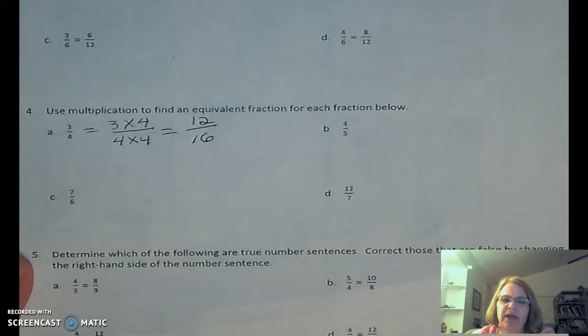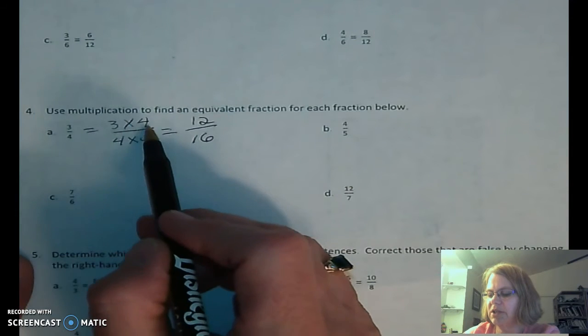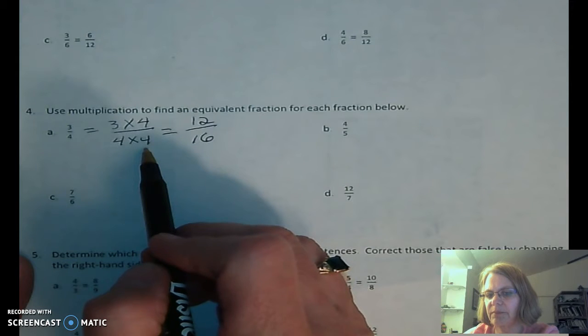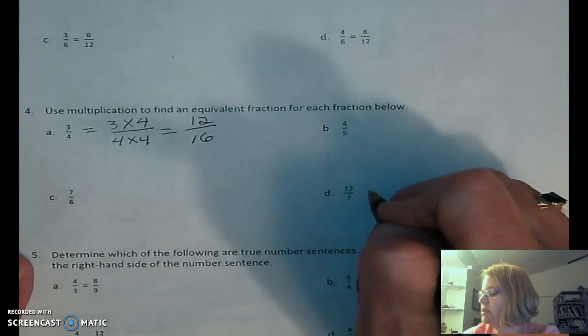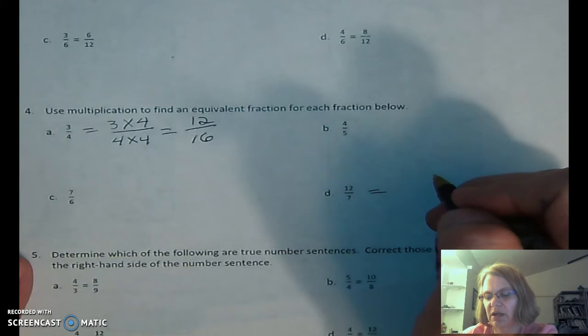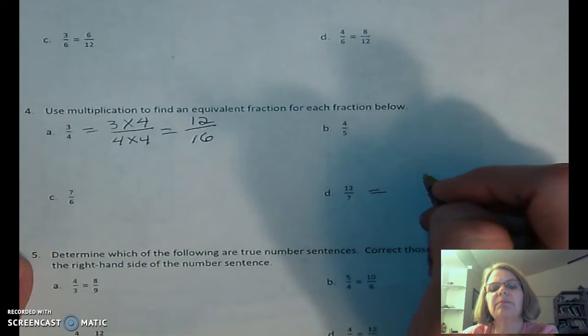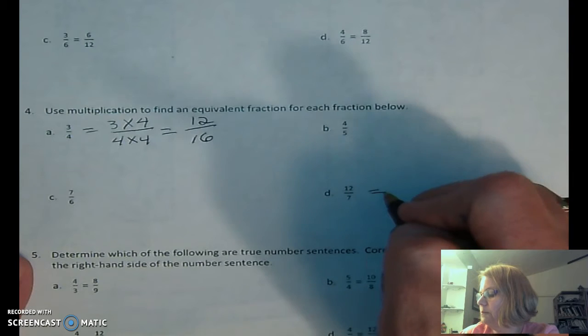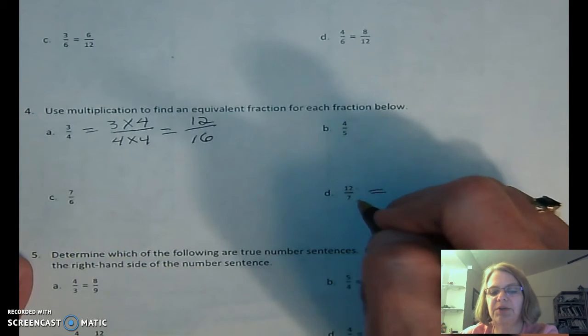So now I want you to go ahead and do the same thing with B, C, and D. Your answers are going to vary depending on what you're going to multiply it by, but they have to be equivalent fractions. So whatever's on top, you do to the bottom. So let me do D, because D is an improper fraction. The top number is bigger than the bottom number. So the numerator is bigger than the denominator.